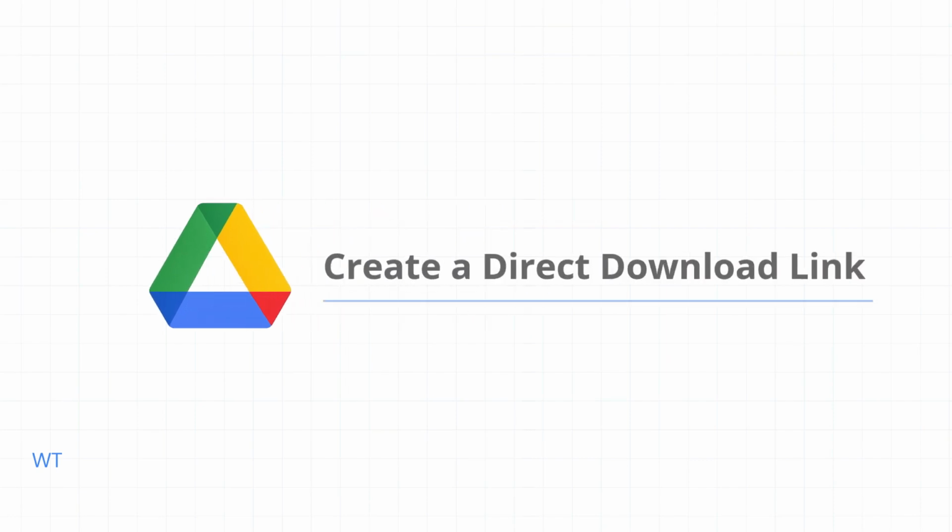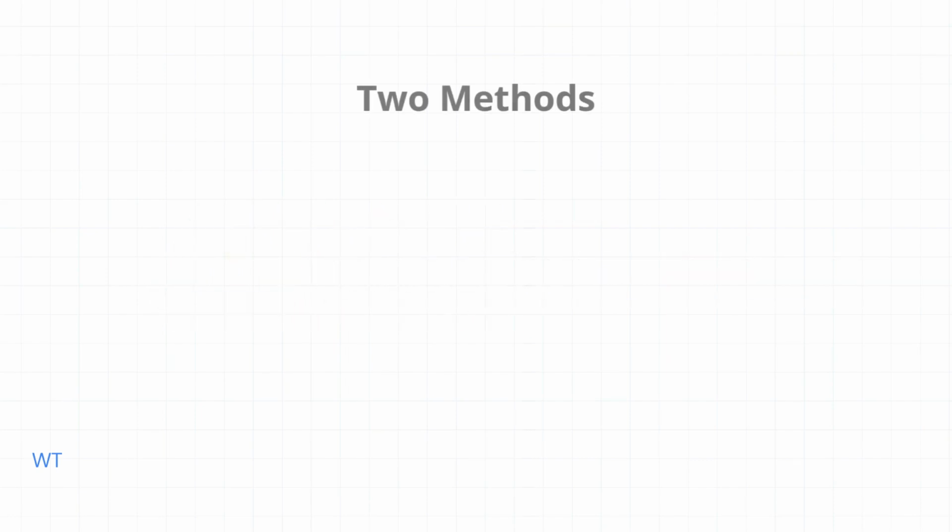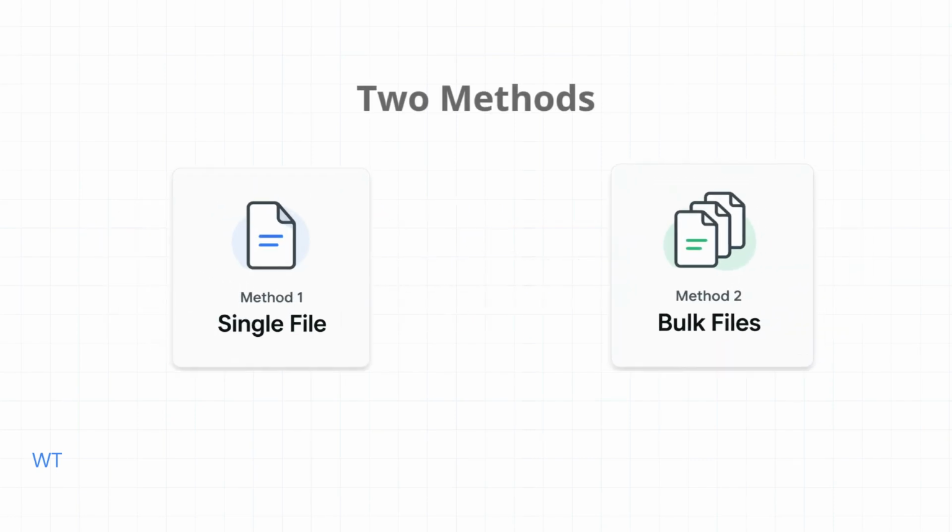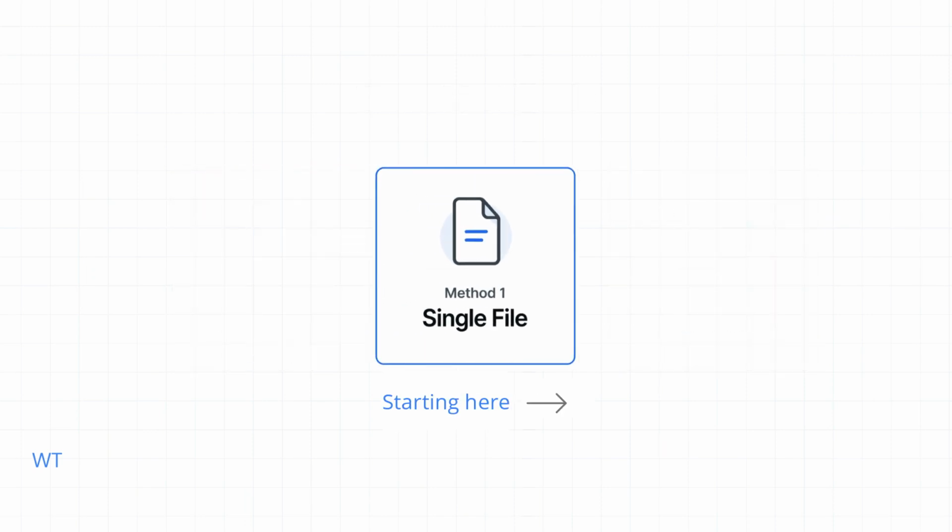Here's how to create a direct download link in Google Drive. There are two methods, one for single files and one for bulk. Let's start with method 1.